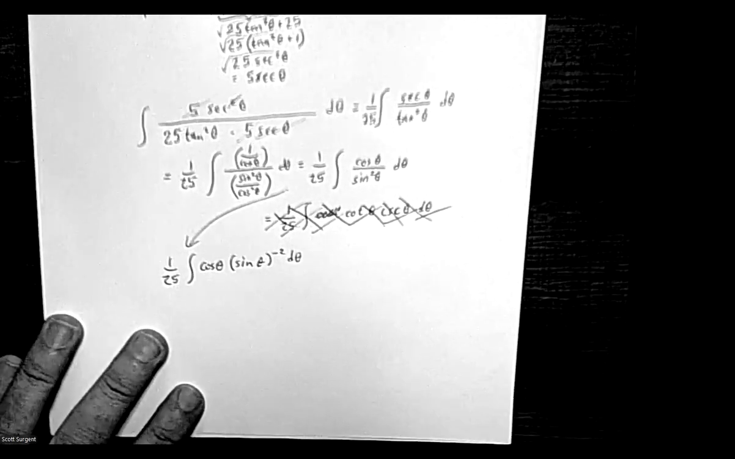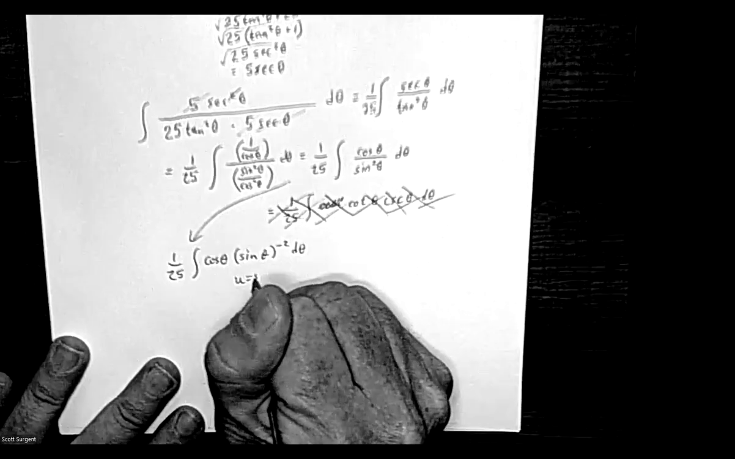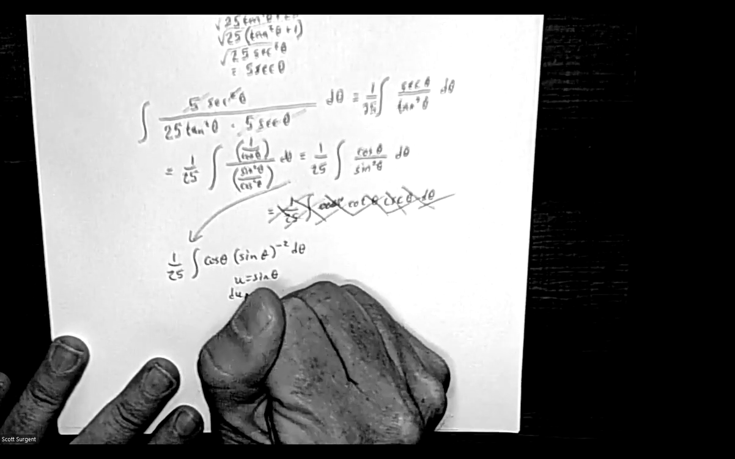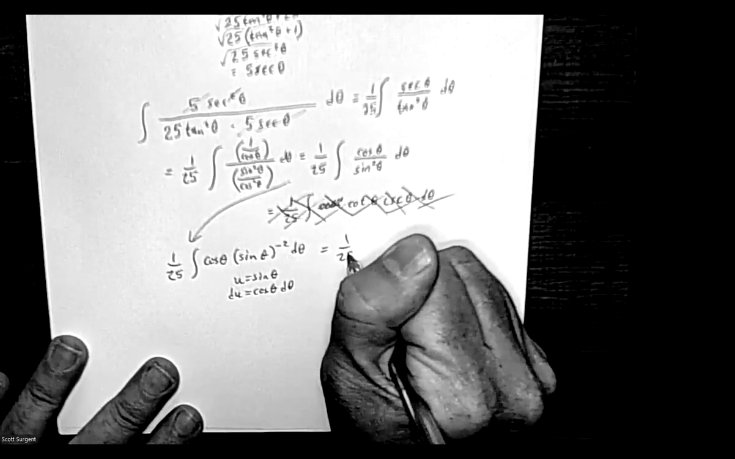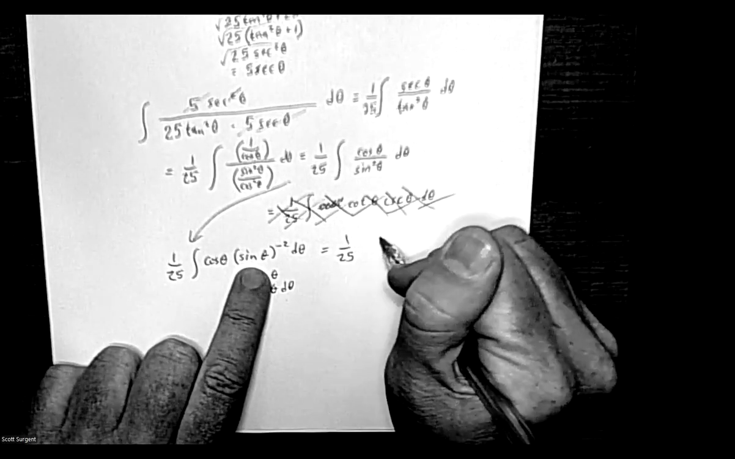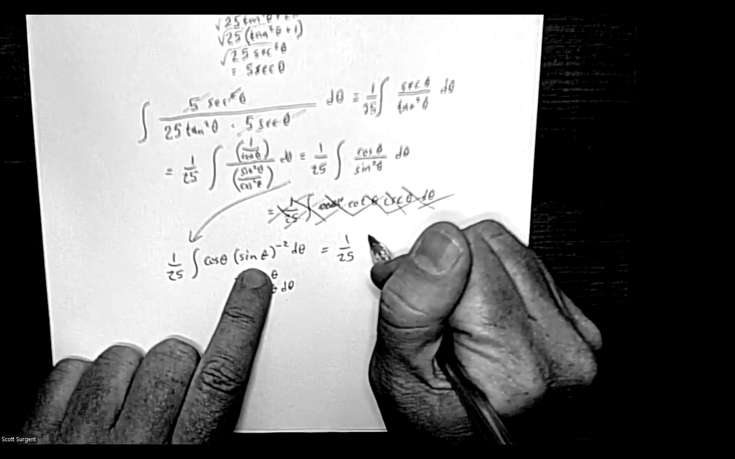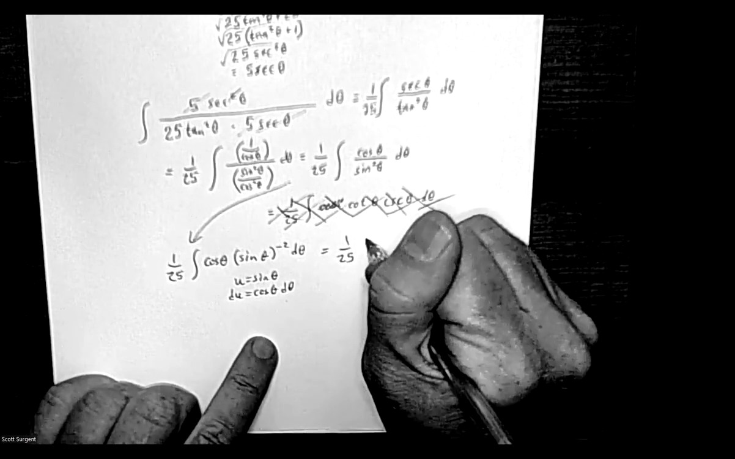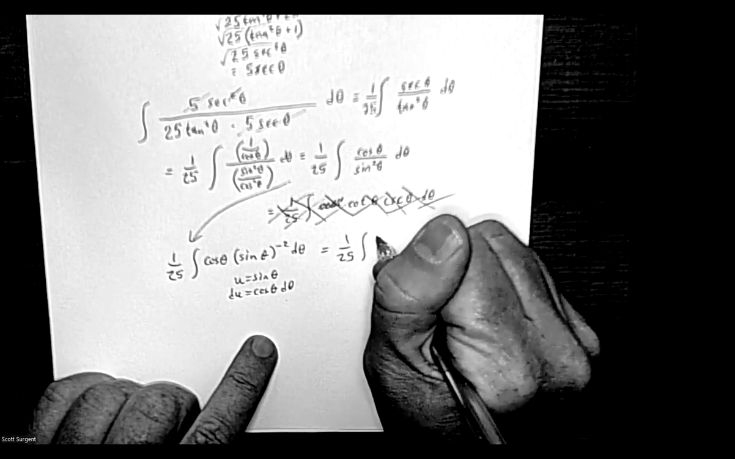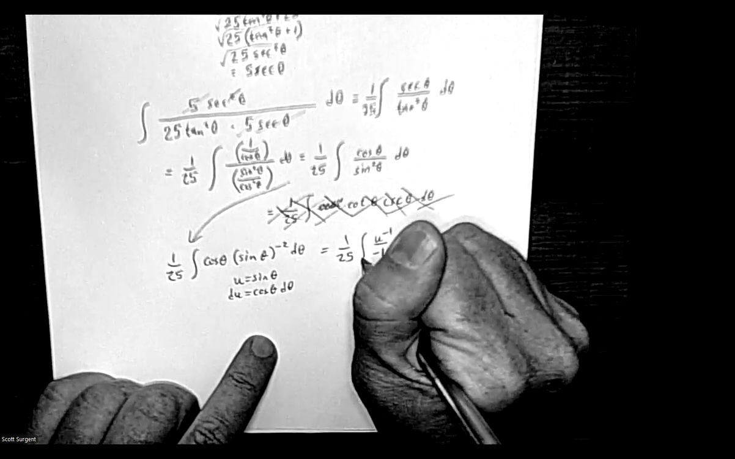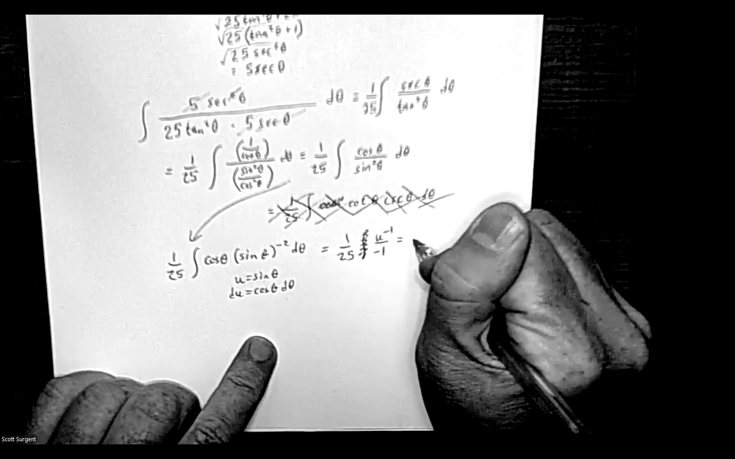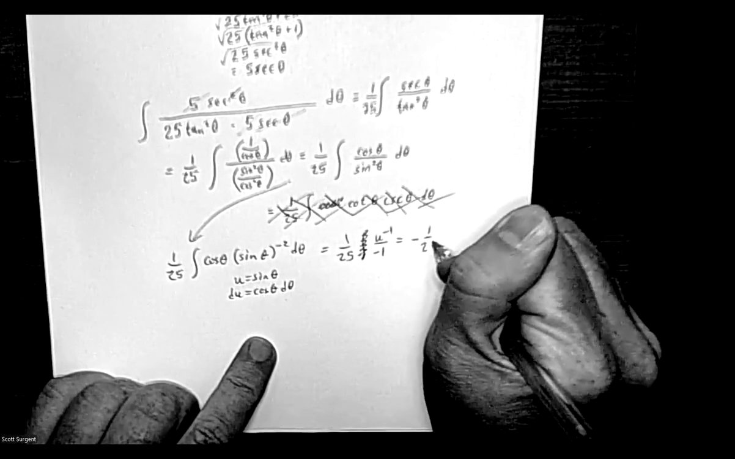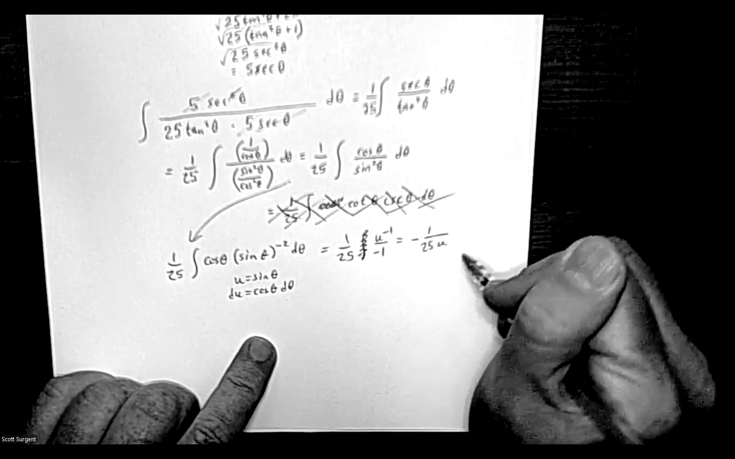Now it's a u-du. Let u equal sine theta, du is cosine theta. It's all balanced. And we can do a power rule. This is going to be u to the negative 2, so we're going to integrate that. It's going to be u to the negative 1 over negative 1. Sorry for the mess. When I clean up a little bit, it's negative 1 over 25 over u.